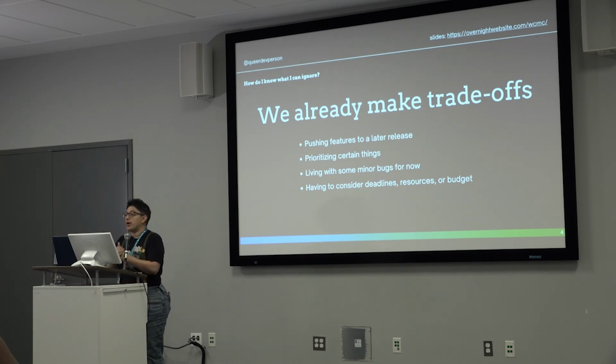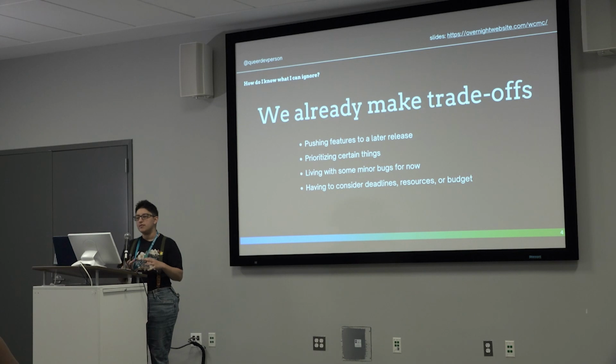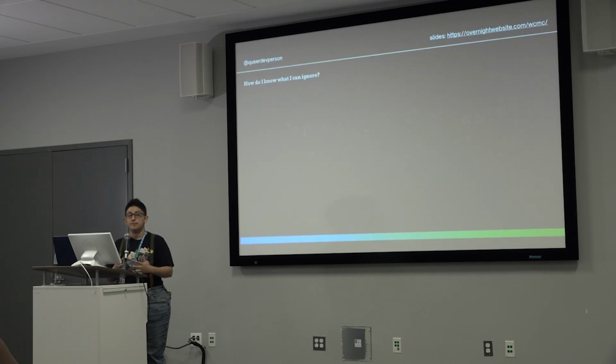So we already make trade-offs when we're talking about projects. We push features to a later release. We prioritize certain things. We live with certain bugs just to maybe hit a deadline. Maybe we're considering the resources that we have or a certain budget. Can we apply that same principle to accessibility?